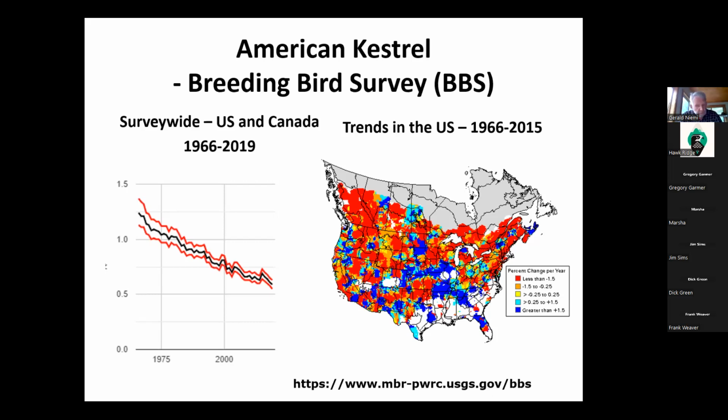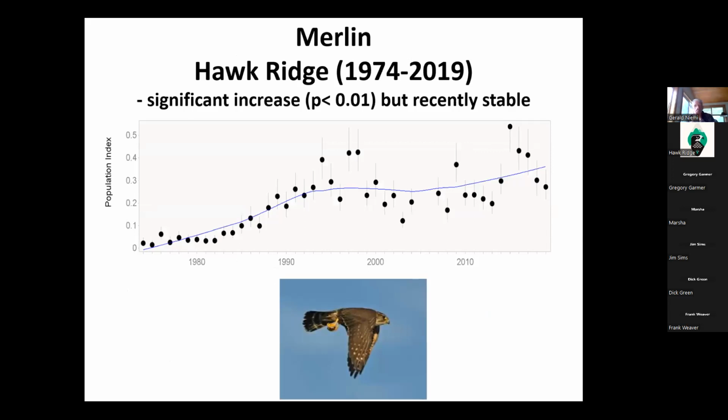You do see some blue in there. That's where the species is actually increasing, kind of the mid-continent, mid-USA in that area, but really dominated by places where that species is declining.